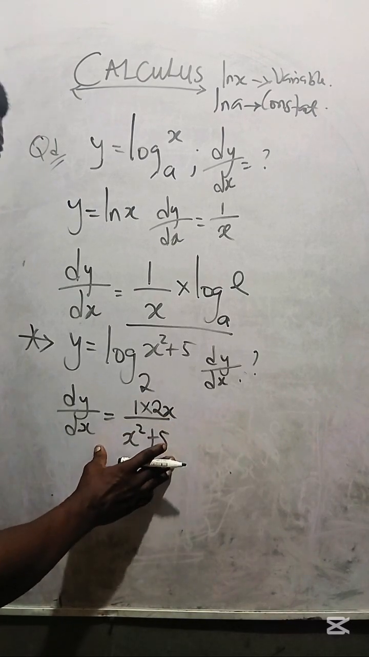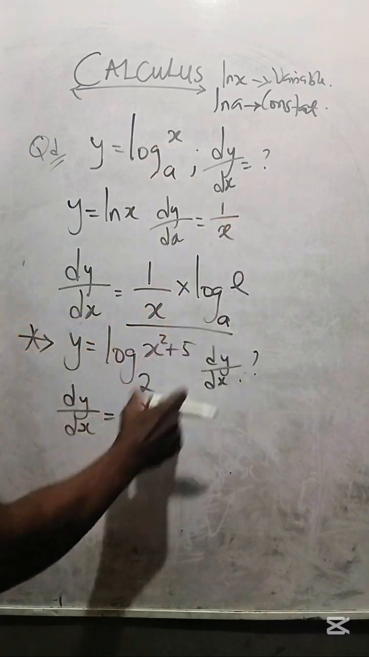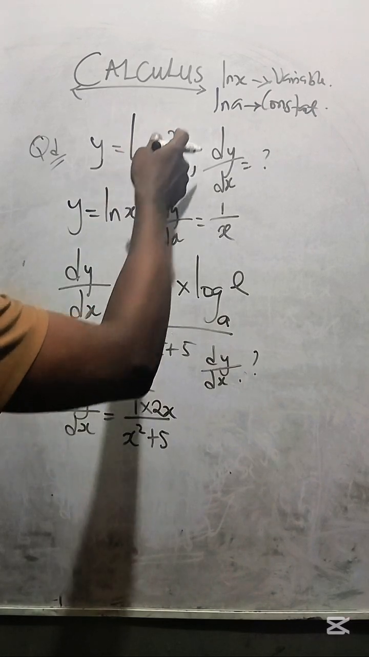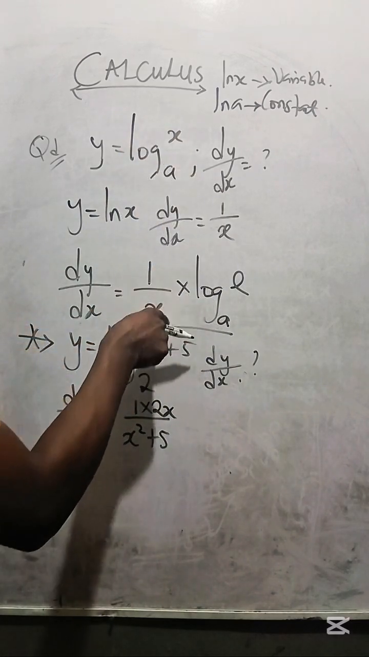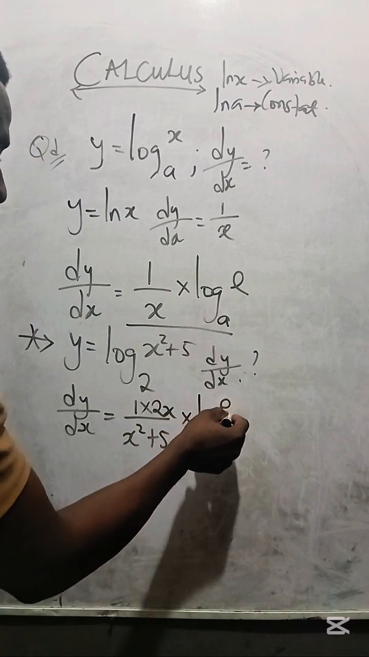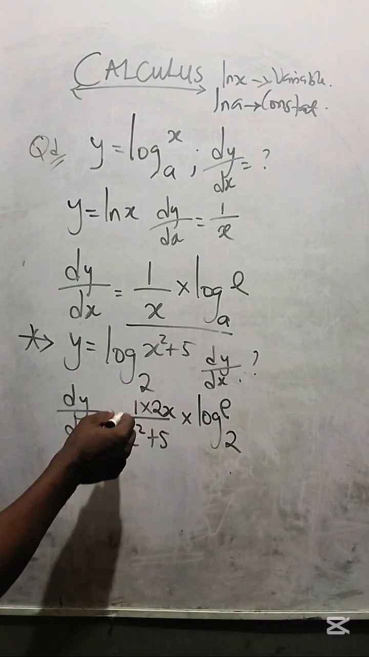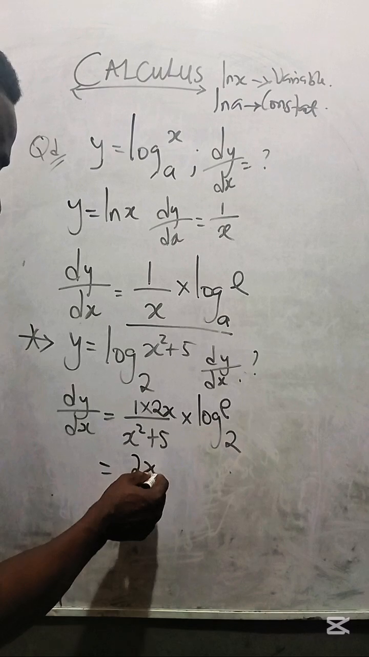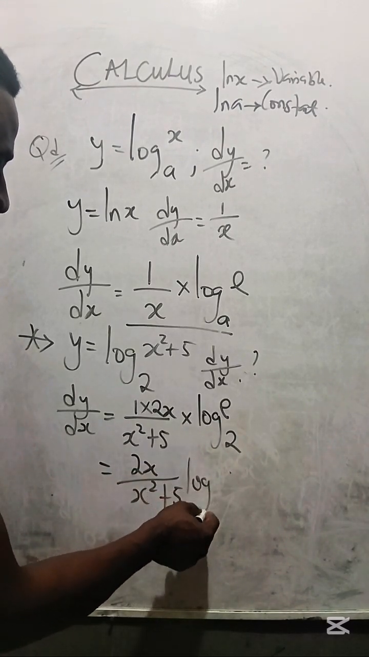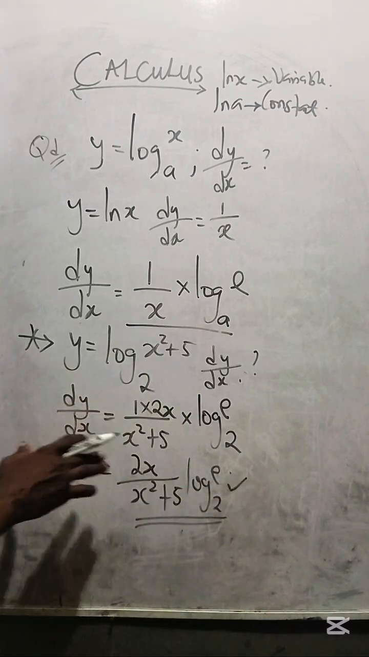But that is not the end, because in this particular question, the base is not e. If the base is e, you stop here. But now the base is 2. Remember what I told you, when you differentiate log x base a, the answer must be 1 over x times log e base a. So I'll multiply it by log e base, what is our a here? Our a here is 2, base 2. So 2x times 1 is equal to 2x all over x squared plus 5 times log e base 2. So that is how you solve this question. You don't need to stress yourself.